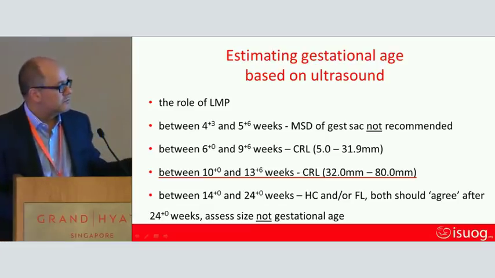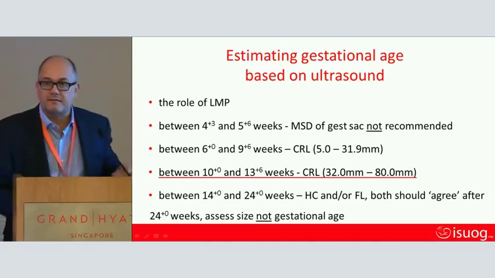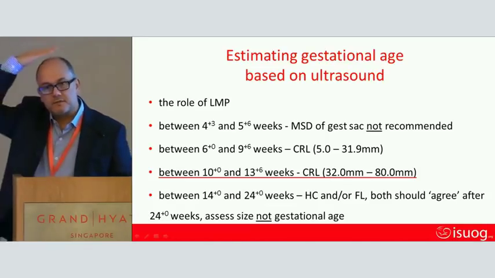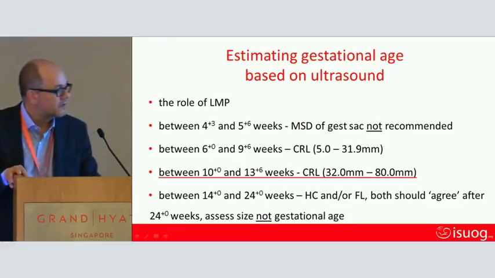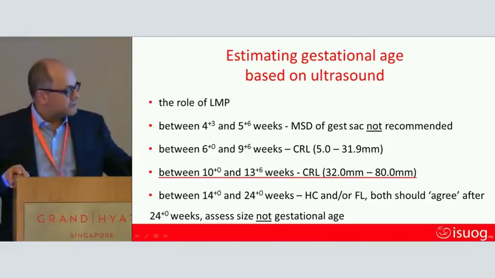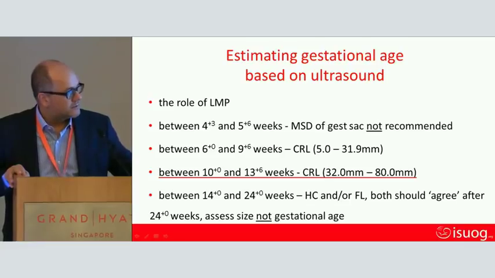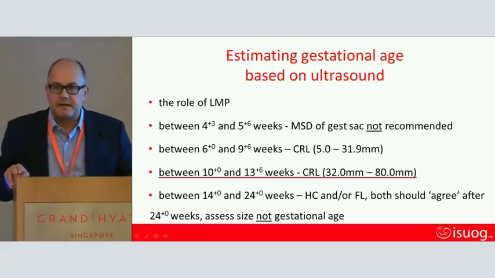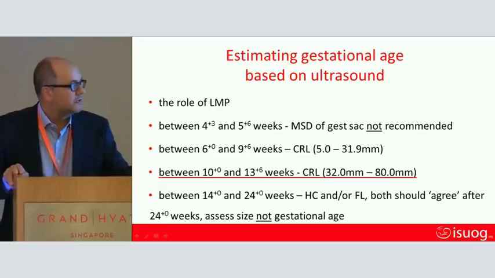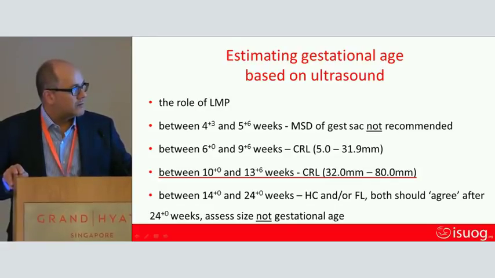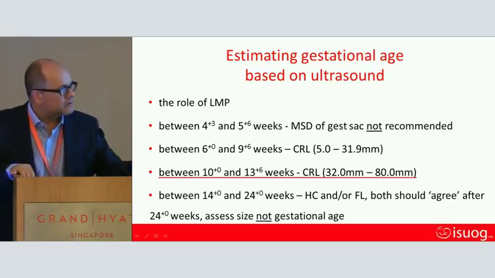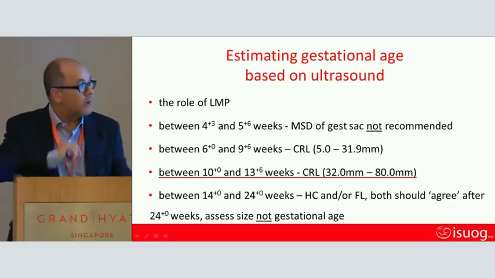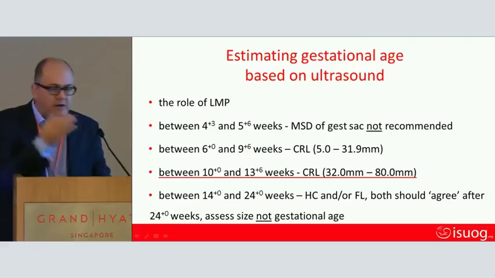The best time to estimate age is based on the crown rump length of the baby. The crown rump length is from the top of the head of the baby to the baby's bottom, and I'll show you some pictures. And at this gestation, the crown rump length is between about 32 millimeters and about 85 millimeters. You can measure the crown rump length earlier, of course, but again, because this is an earlier gestation, it's not so accurate.